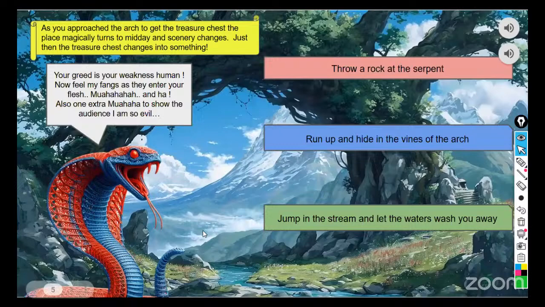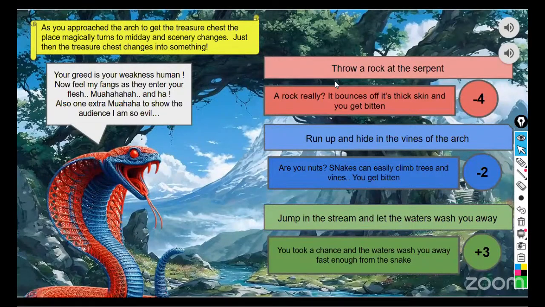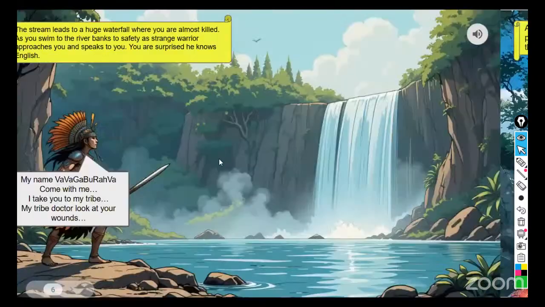You made your choice. A rock, really? It bounces off its thick skin and you get bitten. Run up and hide in the vines? Are you nuts? Snakes can easily climb trees and vines. You get bitten. Jump in the stream and let the waters wash you away. I hope I at least grabbed the gold before I went. Right, you took a chance, the waters wash you away fast enough from the snake. Yay! All right, one more.